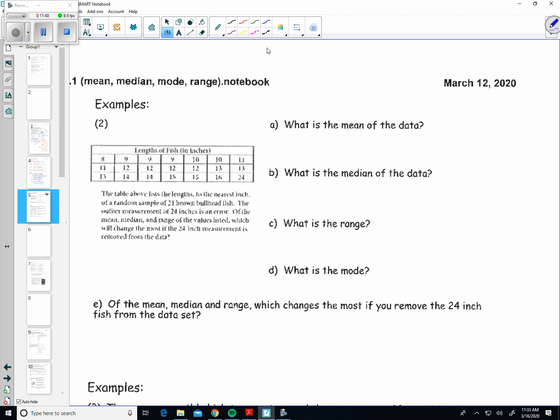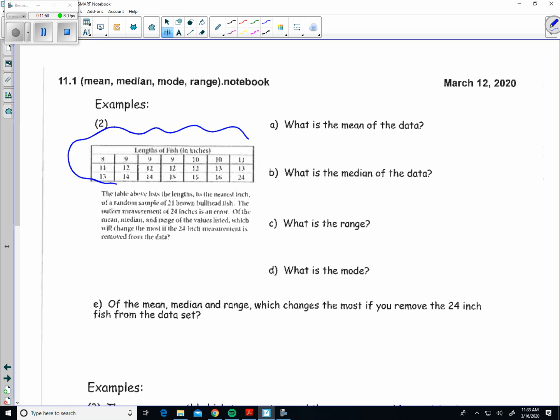But check out this table here, guys. Big table talking about 21 brown bullhead fish. And the first thing I want you to do, again, is find the mean. We want to find the mean of this set of data.